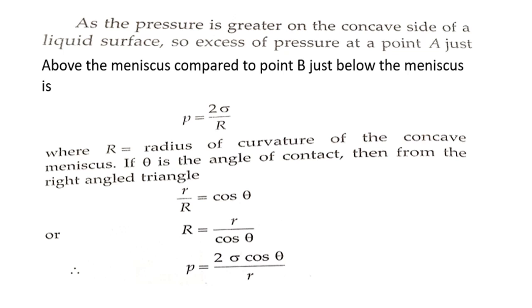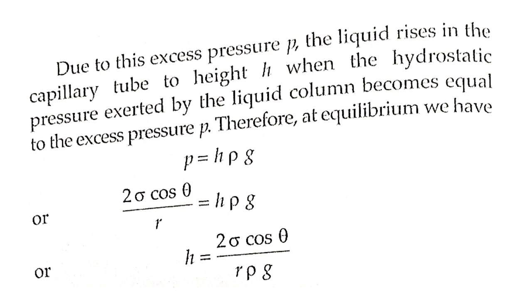small r by capital R will be equal to cos theta, or capital R will be small r by cos theta, and therefore the pressure will be 2 sigma cos theta divided by small r. Means you have to put the value of capital R in the P equals 2 sigma by R equation, and you will get 2 sigma cos theta by small r. Due to this excess pressure P, the liquid rises in the capillary tube to height h.